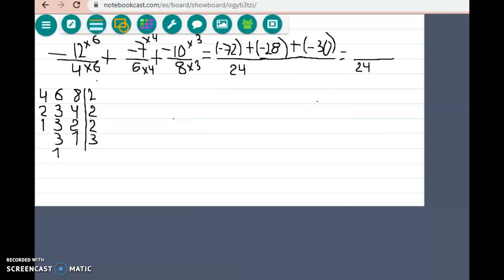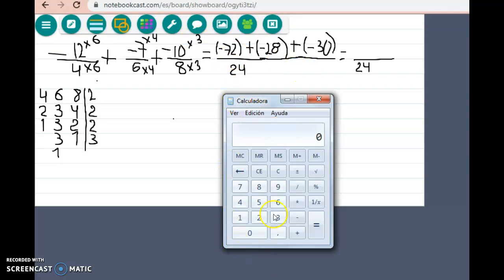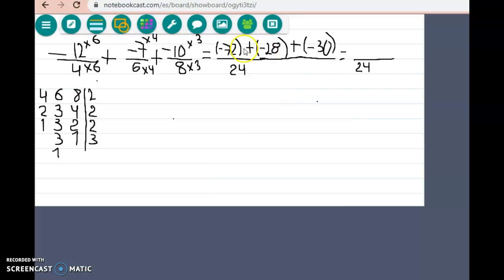Okay, we're going to add the numbers as normal. 72 plus 28 plus 30, yes, that is equal to 130, but as we have a negative number, we have negative 130. Yes, but we can simplify those numbers.